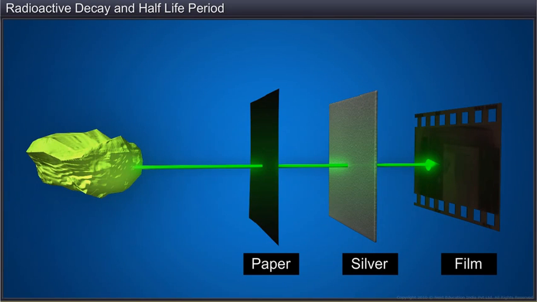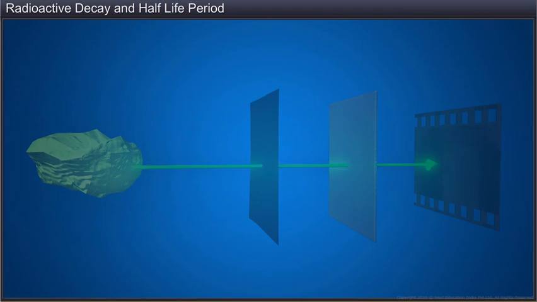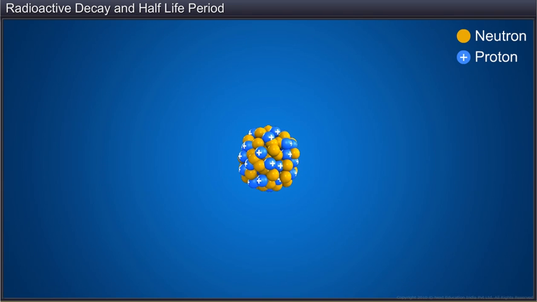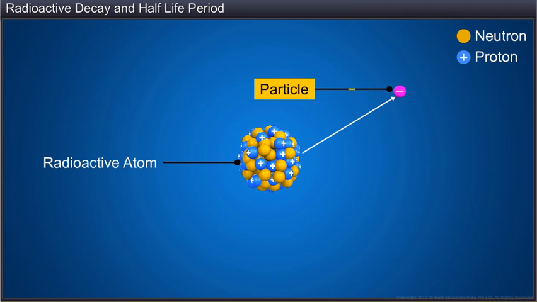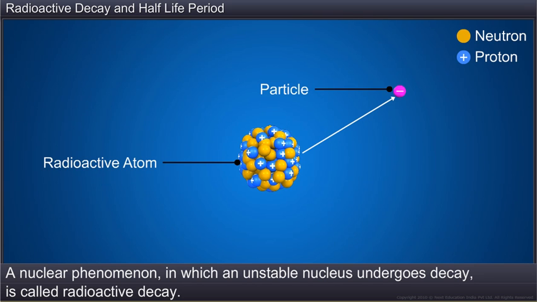On further studies, it was found that the mineral Becquerel used in his experiment contained uranium salts, and that uranium emitted radiation constantly without any excitation or charge by an external source. Later studies and experiments based on these observations conclusively proved that this was a nuclear phenomenon known as radioactivity, exhibited by some elements having unstable nuclei. Unstable nuclei can attain stability by emitting particles. A nuclear phenomenon in which an unstable nucleus undergoes decay is called radioactive decay.